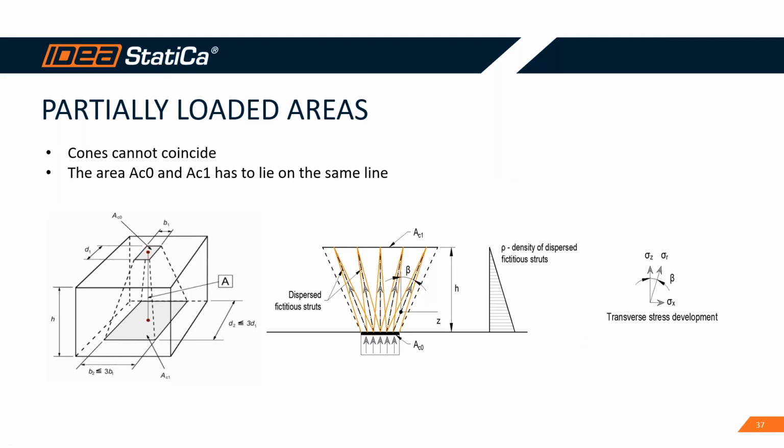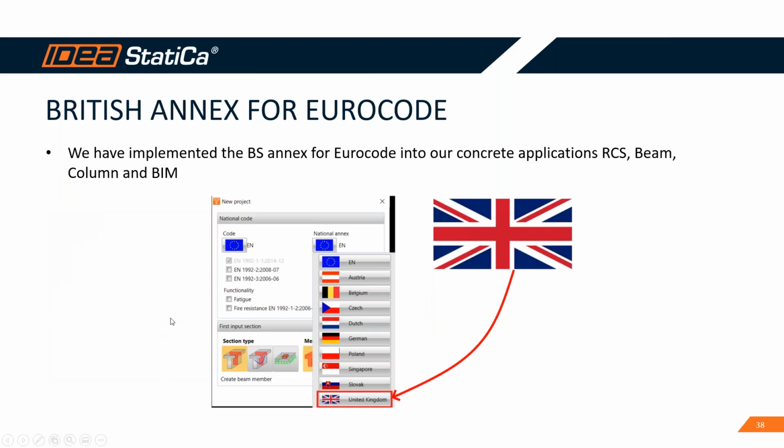And we also have some rules for the application of these partially loaded areas, which from now on, from version 20, will be a new geometrical entity in the model of the Detail. Some of the rules are that the cones cannot coincide, and the areas Ac0 and Ac1 have to lie on the same line. But these rules are checked by the application for you. So if any of these rules aren't fulfilled, you receive a notification, a non-conformity in the software that warns you that something has to be changed or that you cannot fully use these partially loaded areas where you want to.